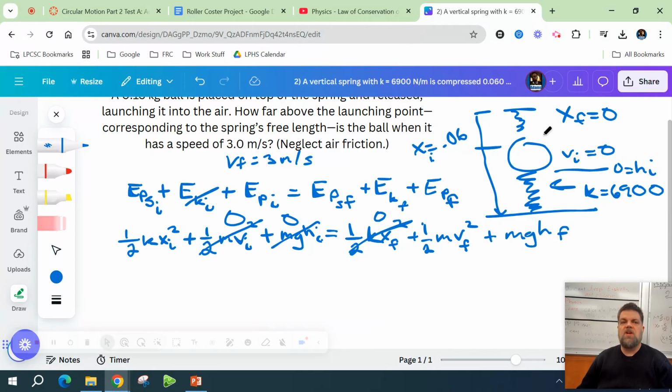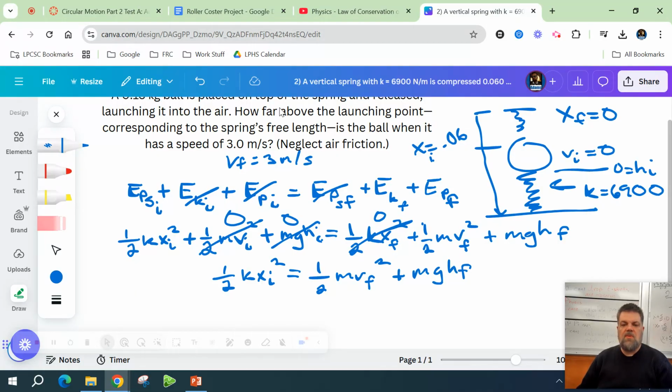I'm not compressing the spring. I'm not stretching the spring. So really what I have when I'm done, this goes to 0, this goes to 0, and this goes to 0. In other words, 1/2 times k x initial squared has to equal 1/2 the mass times the final velocity squared plus the mass times the acceleration due to gravity times the height. And really what they want to know is how far above the launching point.